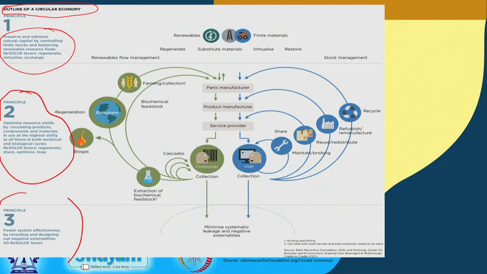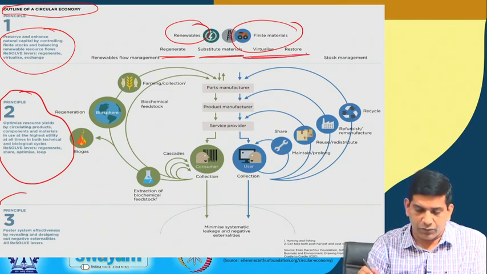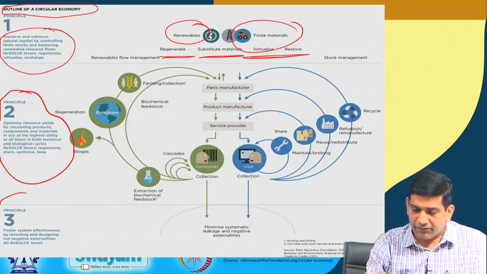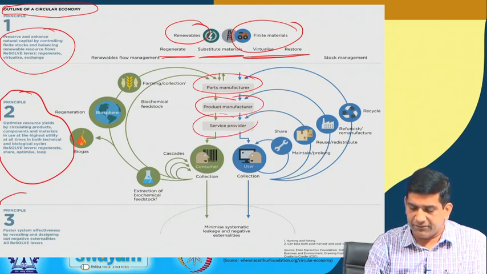The third principle is system effectiveness, by revealing and designing out negative externalities. Again, we use different types of levers. As you can see in the diagram, we have finite materials and we have some renewables. The concept is that we try to regenerate, substitute the material, virtualize, and restore. You start by manufacturing the part, then you manufacture the product, then you provide service, and then the user uses it.